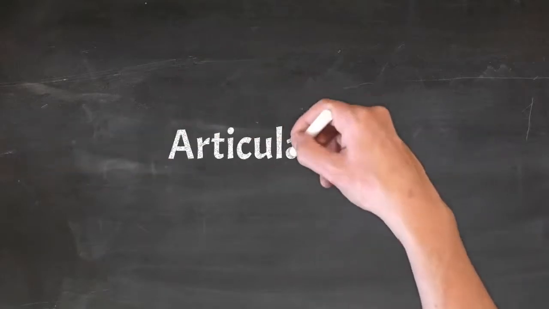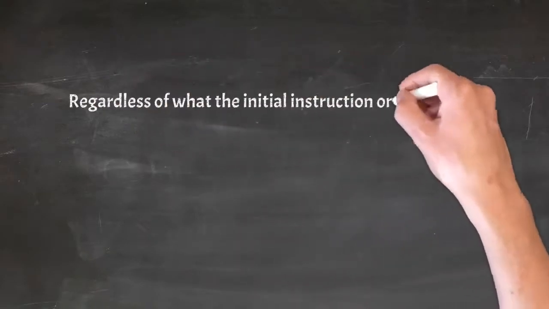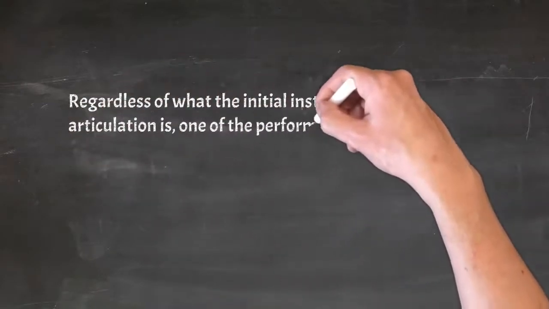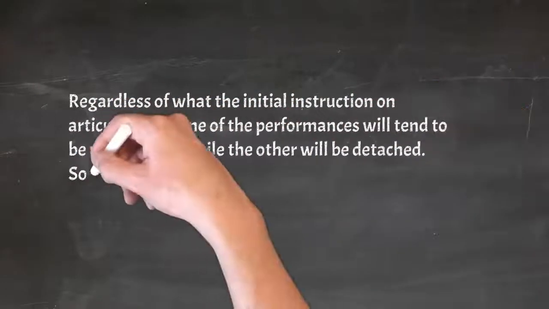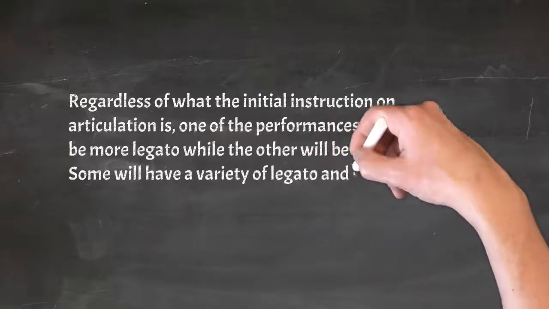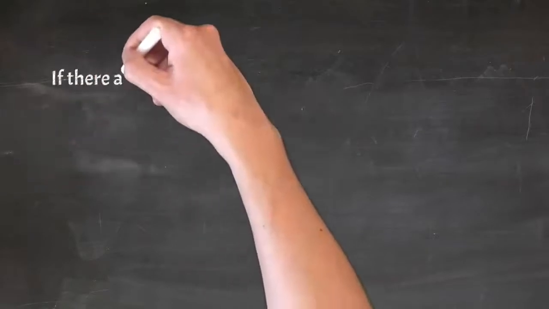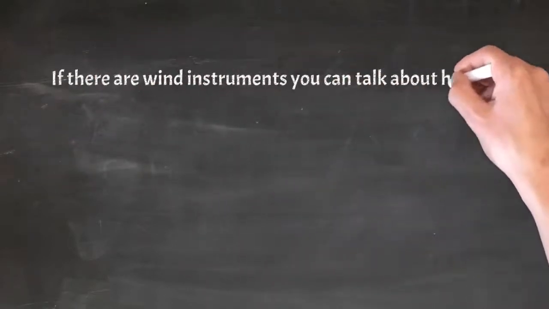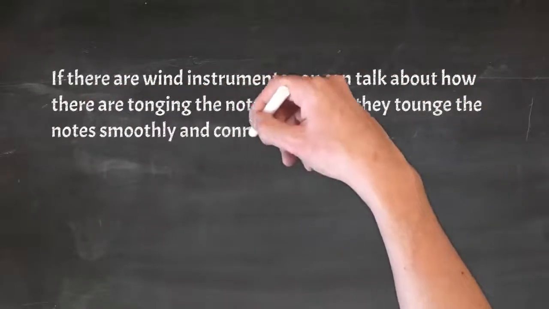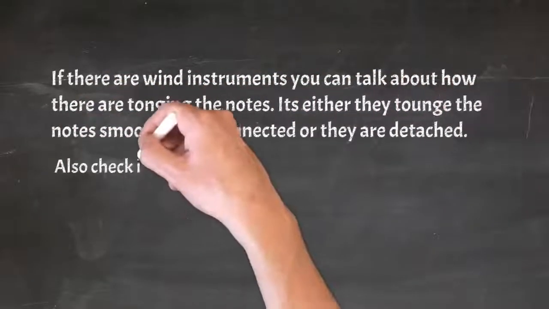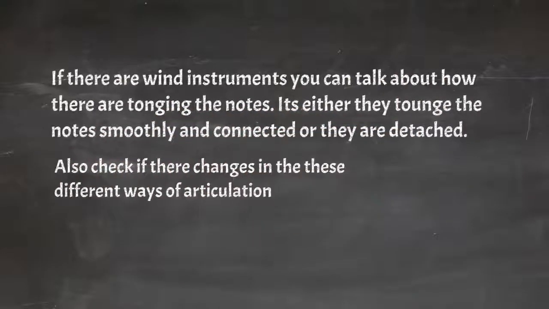Now let's move on to articulation. It is important to note that regardless of what the initial instruction on articulation is, one of the performances will tend to be a little bit more legato and smooth, while the other will be detached. Some will have a variety of legato and staccato notes. If they are wind instruments, you can talk about how they are tonguing the notes. It's either they tongue the notes smoothly and connected, or they tongue detached. Also check if there are changes in these different ways of articulation.